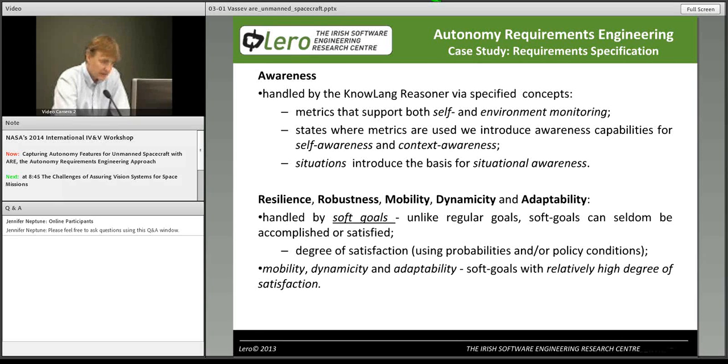The other requirements like resilience, robustness, mobility, dynamicity, and adaptability are specified in a similar way, but as soft goals. Unlike the regular goals, in our approach the soft goals have some kind of degree of satisfaction. Our work in this particular aspect of the problem is not quite advanced. We still have to do something there, because the evaluation of the achievement of soft goals is not that easy. We need to give each one of the soft goals a particular degree of satisfaction, some percentage, and it's hard to measure goals, definitely.